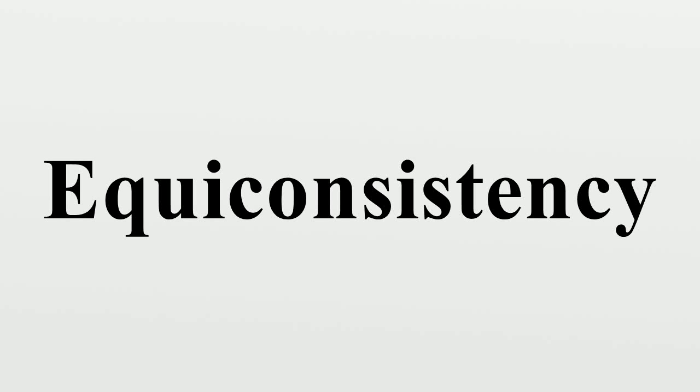In mathematical logic, two theories are equiconsistent if the consistency of one theory implies the consistency of the other theory, and vice versa. In this case, they are, roughly speaking, as consistent as each other.